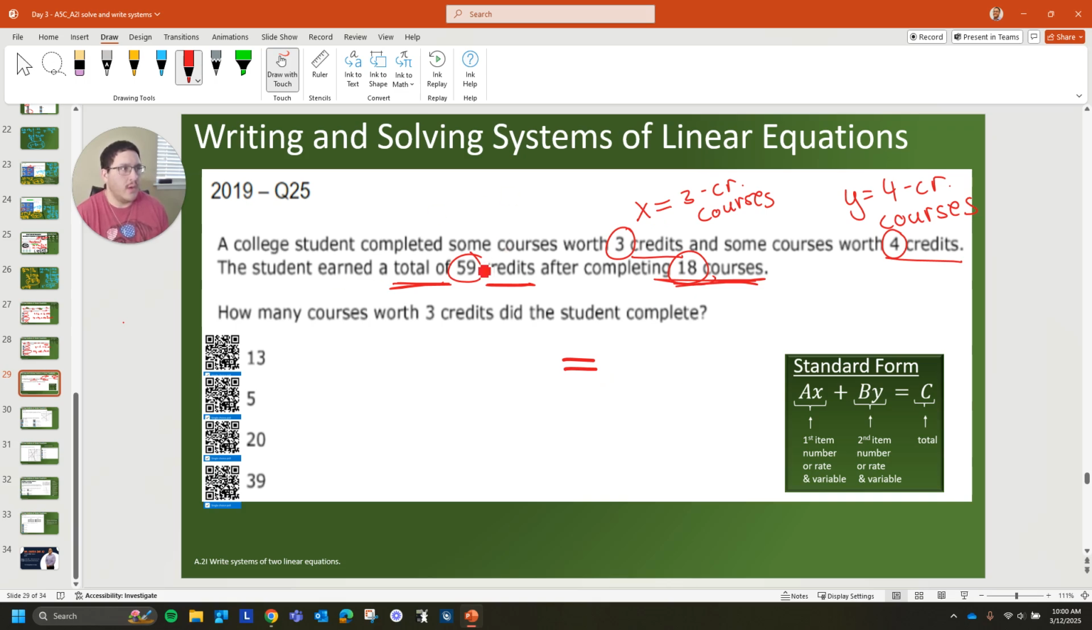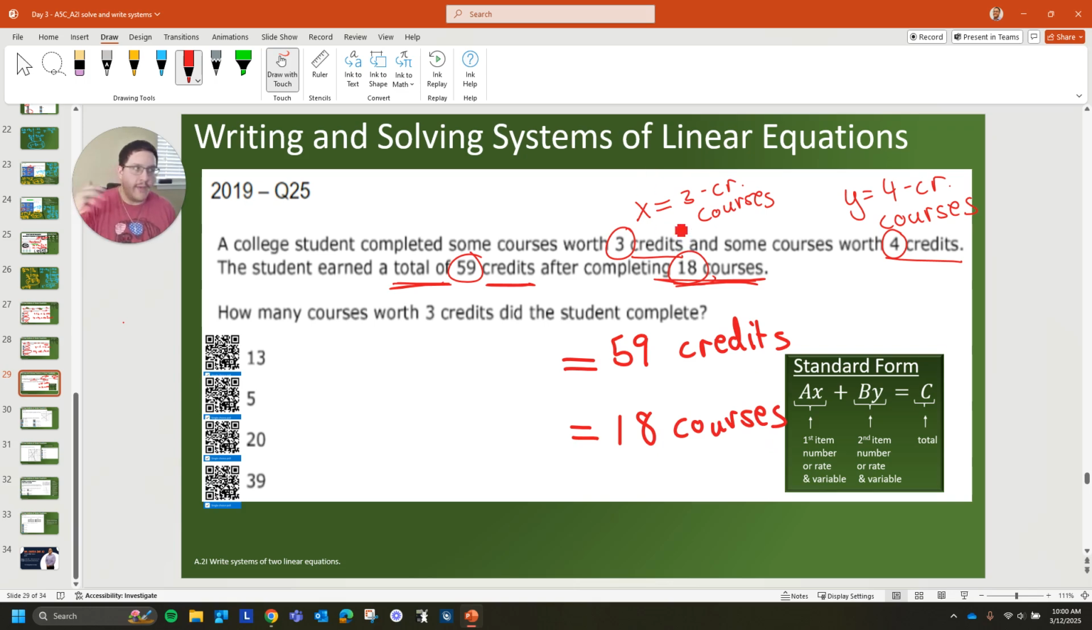We have 59 credits, a total of 59 credits. And then we also have a total of 18 courses. It's important that you know what is associated with each total. That's going to help us with building the equation. Now, the one with the credits, the one with the courses, 18 courses.